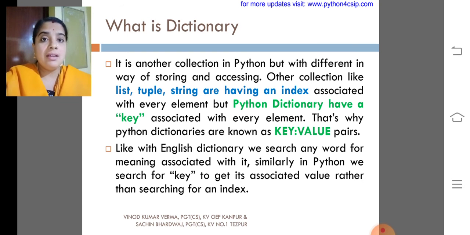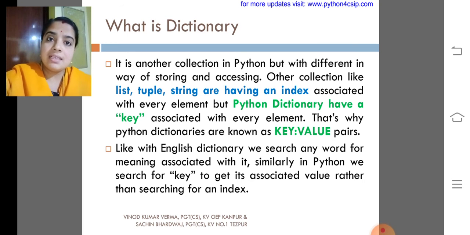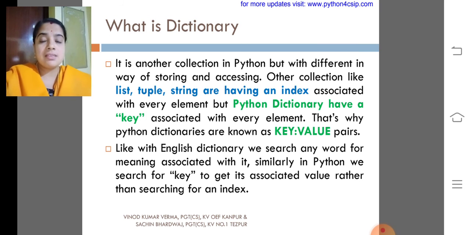My dear children, in list, tuple and string, we have different types of elements accessed with the index. But in a dictionary, we have key value pairs. Key value pair means it has a key and the element on the side of the value. Both are separated with a colon. Each and every element is a key value pair.